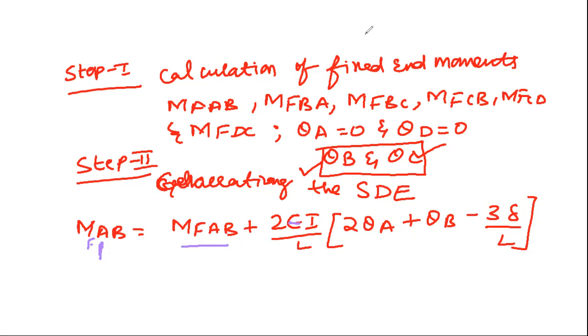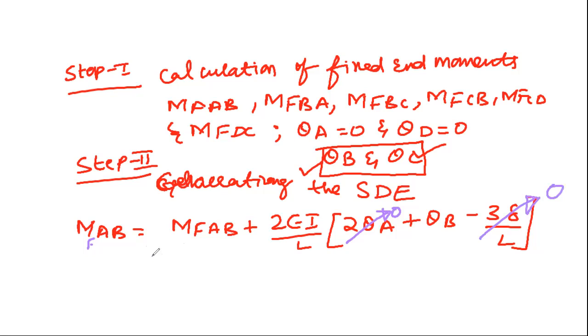Okay. Now here, how to substitute the values here? You have to minimize this equation. How do you minimize this equation? Now you see here, theta A is 0 as per the support condition. And in our problem, there is no sinking of support, so this will also become 0.